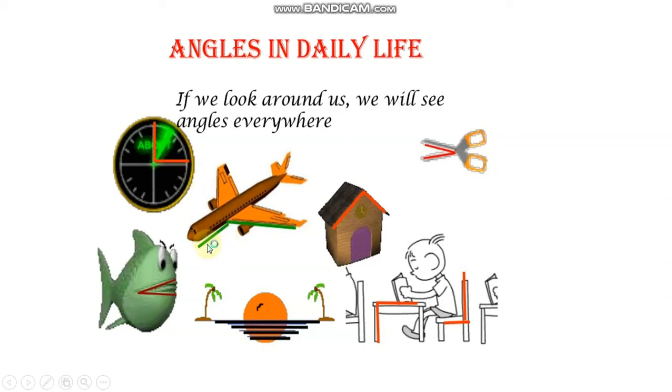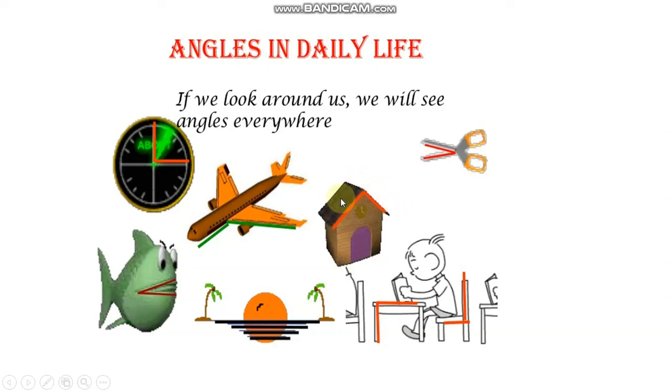Next, see here, students, an aeroplane. It has so many angles. Here one, here one, here one, here one. They are marked for you with the green color. It is above 90 degrees. This is above 90 degrees. We represent it as an obtuse angle. What angle? Obtuse angle.